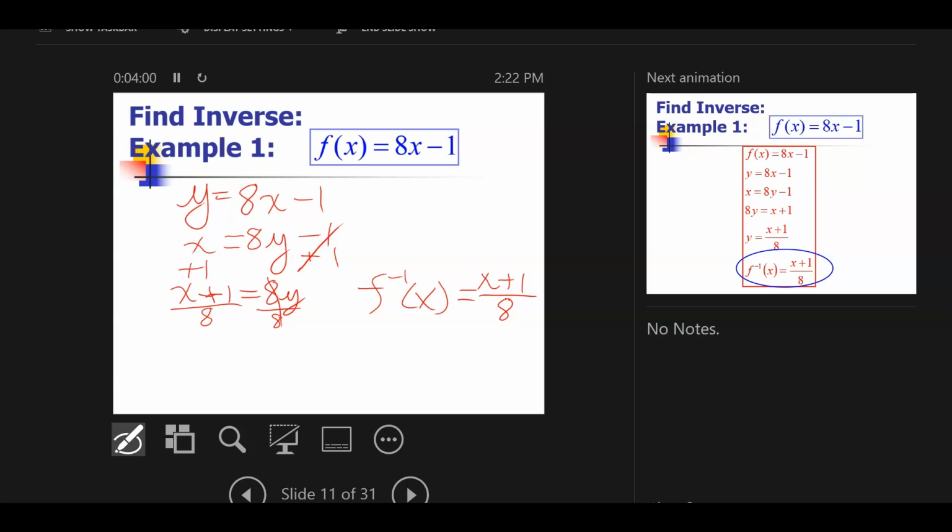I changed f of x to y. I switched x and y, solving for y. Don't mess up. And then number 4, write it with an inverse, f inverse x. Okay?